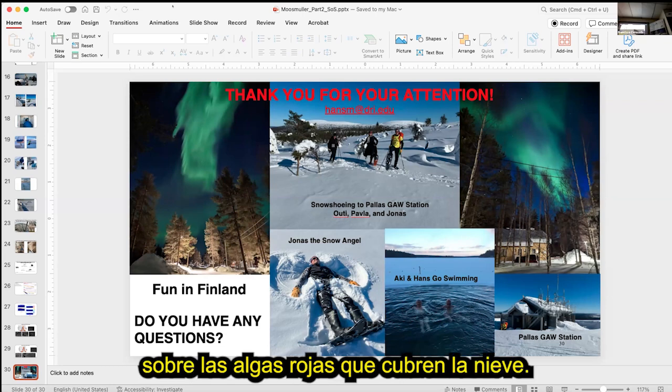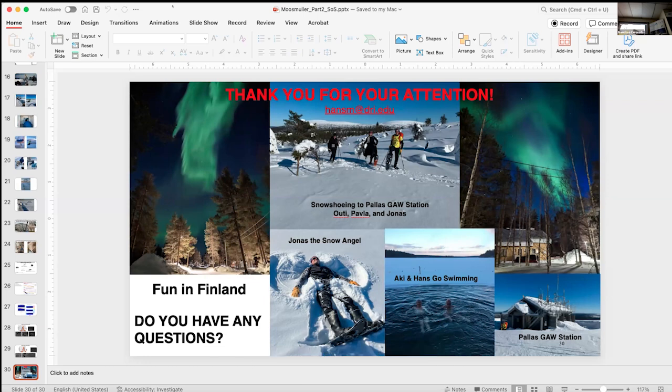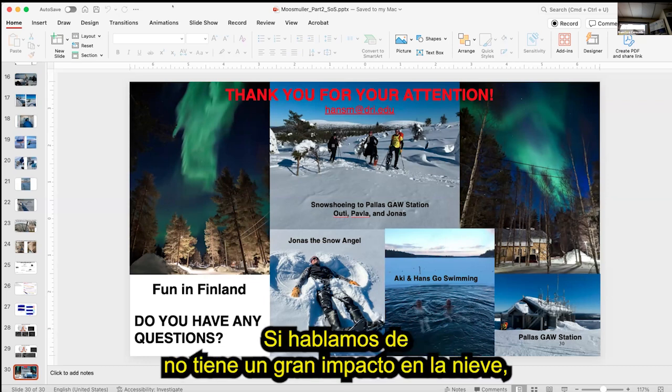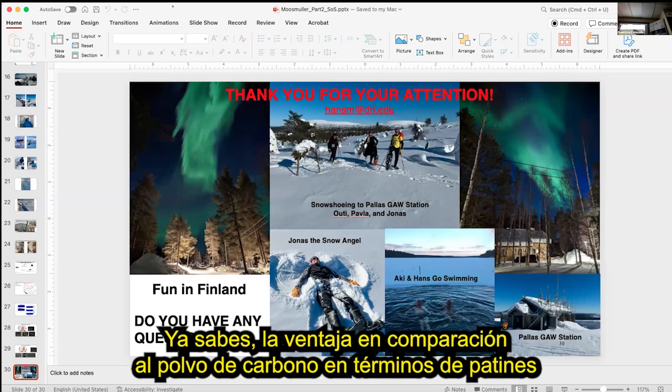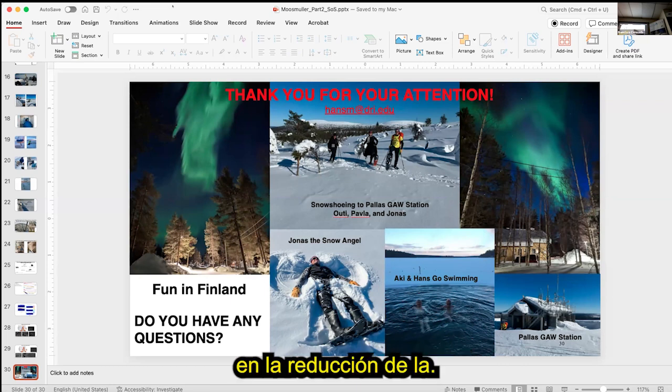I wanted to ask you about the red algae covering the snow. Yes. Just I wanted to ask about the scales. If we talk about it, does it have a huge impact on the snow, the algae in comparison to the carbon? In terms of scales worldwide, rather not such an important reduction of the snow reflectance.